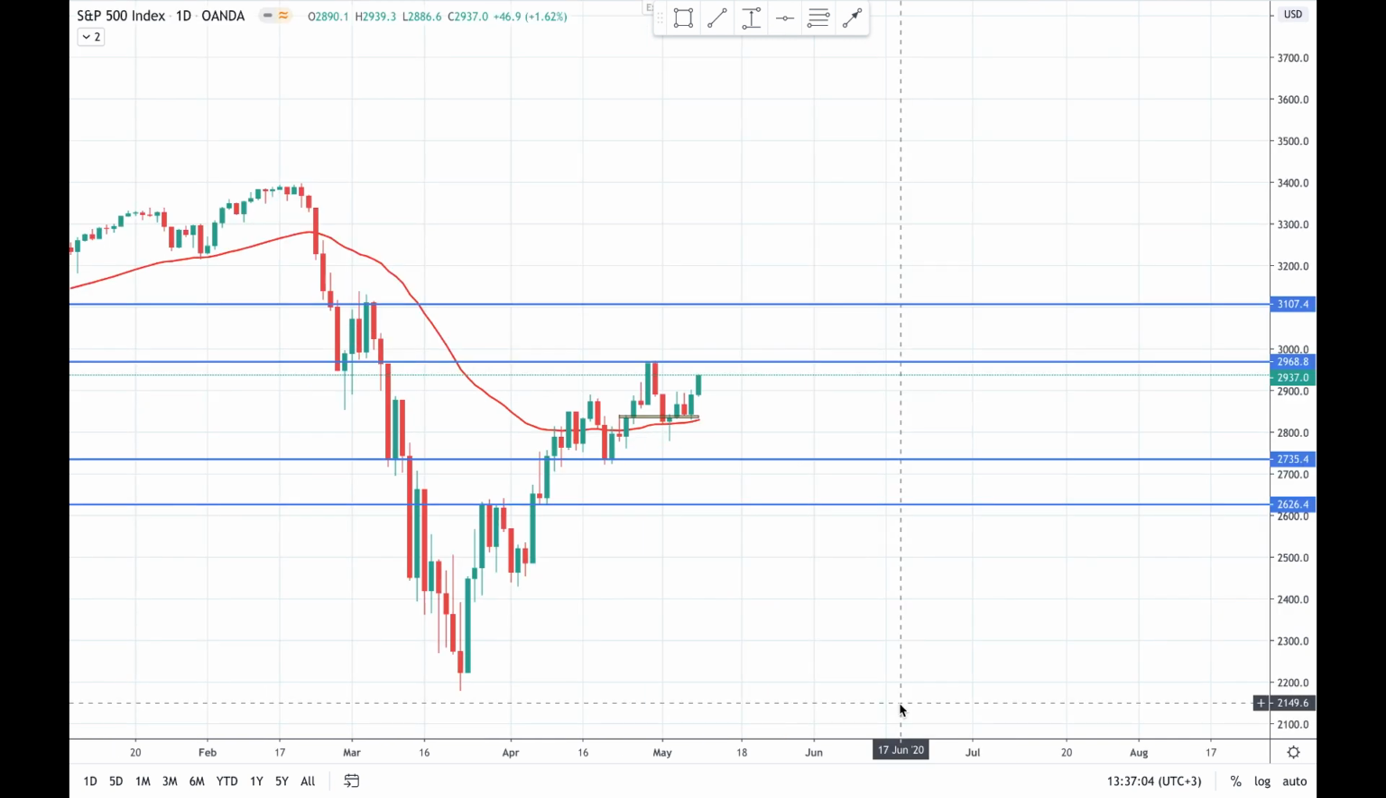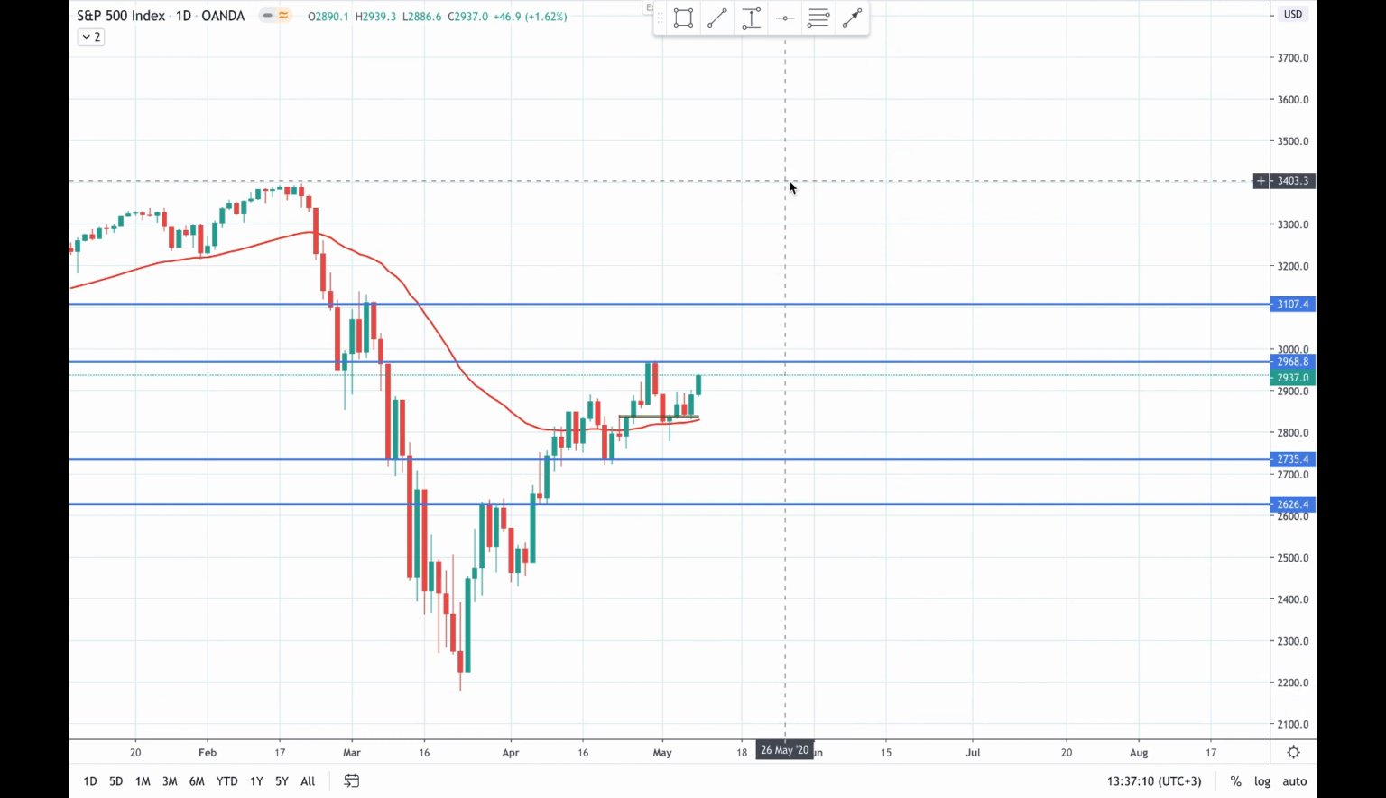So moving on. Here's SPX 500, daily time frame. And as you can see, price has been trading in a tight range for months.